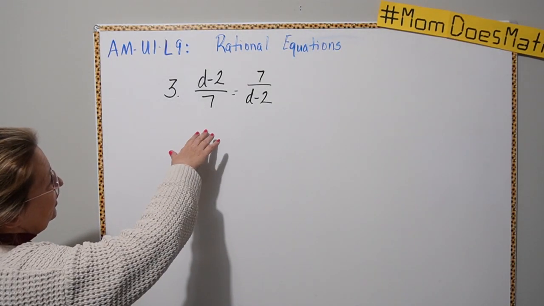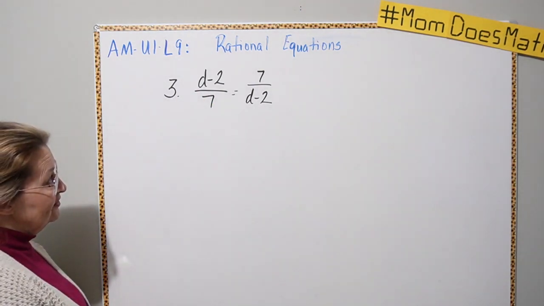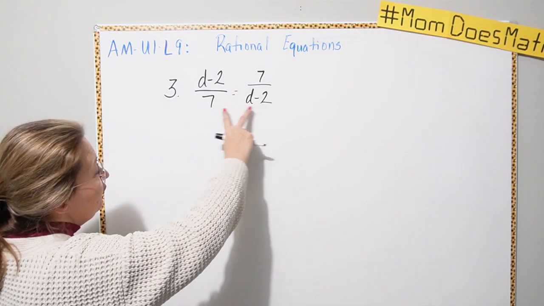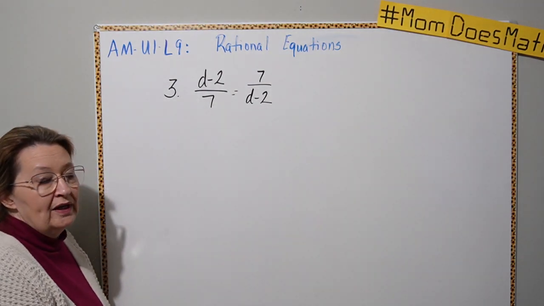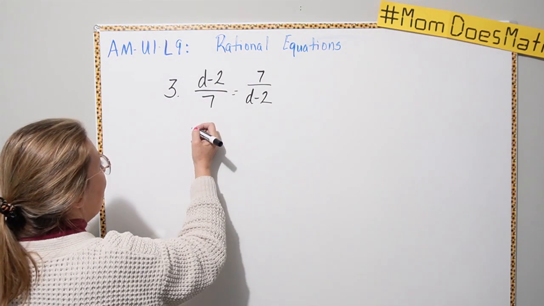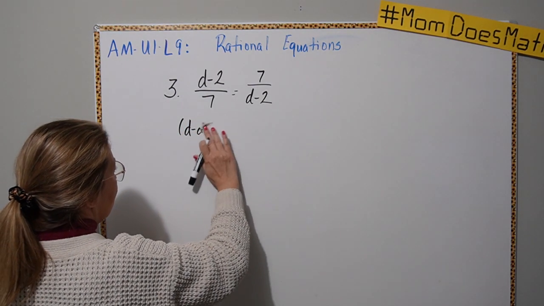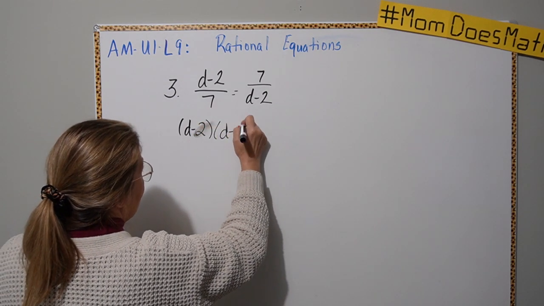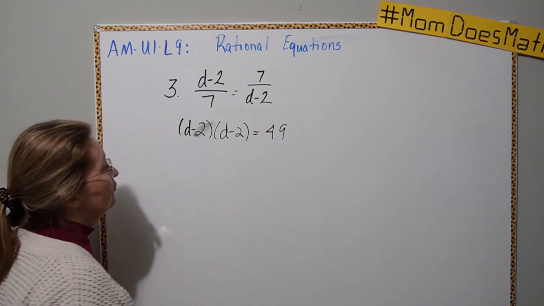Okay, for number 3, we've got d minus 2 over 7 equals 7 over d minus 2. Once again, analysis, I see a single fraction equals a single fraction, so the proportion method is going to be the way to go. So let's cross multiply and solve. I've got d minus 2 times d minus 2 equals 7 times 7. Let's go ahead and do 49.